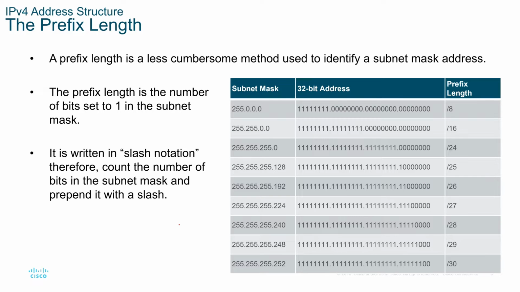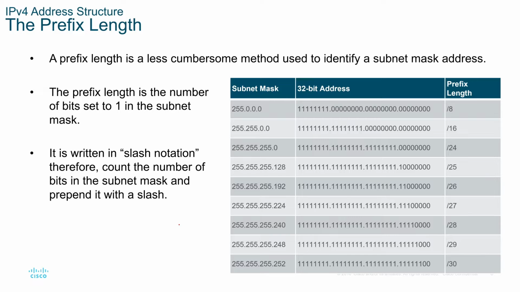The prefix length is a less cumbersome method used to identify a subnet mask address. Prefix length is always used in IPv6. The prefix length is the number of bits set to a 1 in the subnet mask coming from the left. Remember, you never have a combination of ones and zeros. It is always solid ones coming from the left, solid zeros coming from the right.